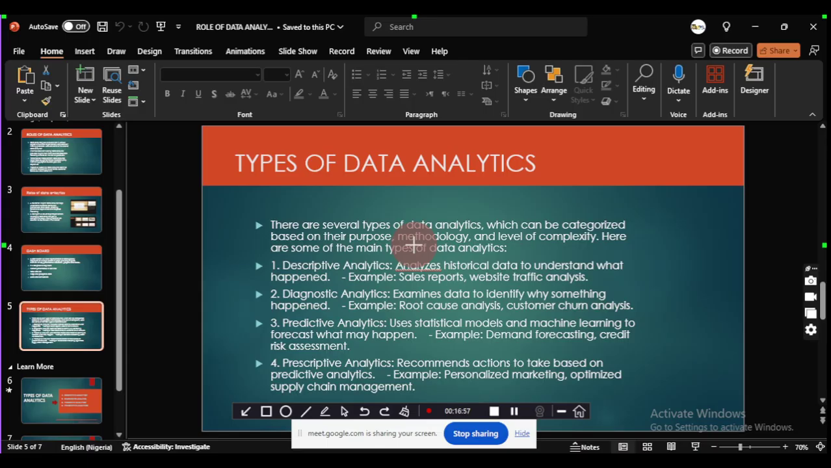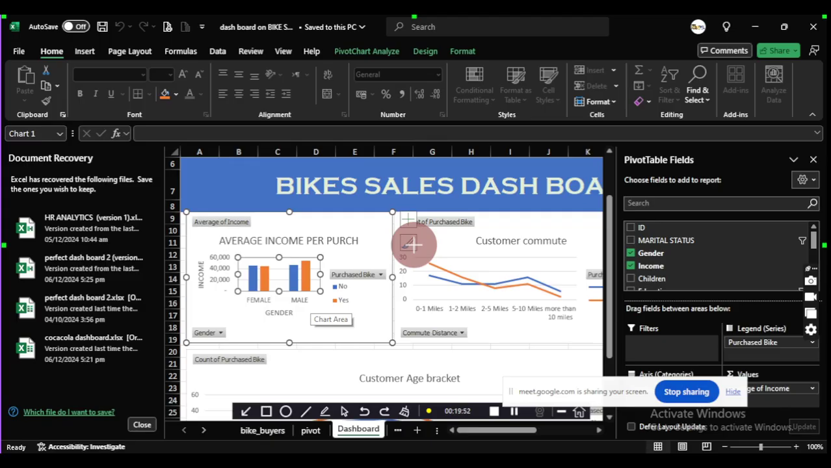Now we have something here. This is the male. Here now, the males that purchase a bike and the ones that do not purchase a bike, which one do we have? Who have more income, the one that purchases a bike or the one that does not purchase a bike?